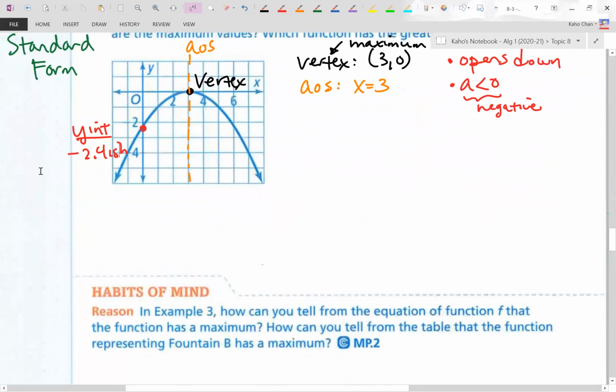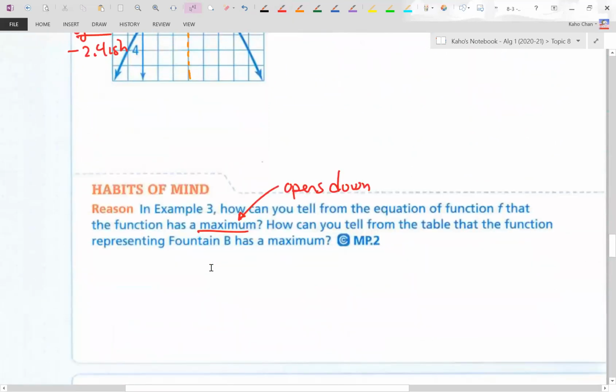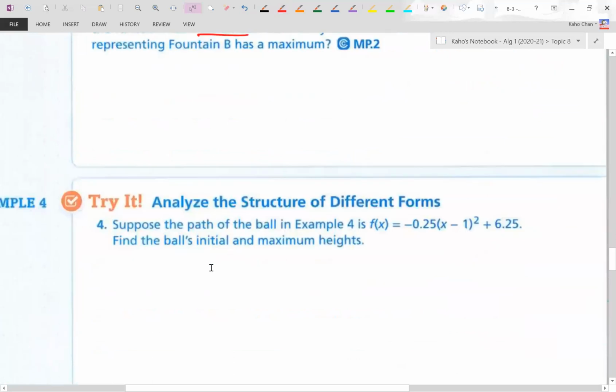There's a habits of mind in example 3. How can you tell from the equation of the function f that the function has a maximum? Well, we just mentioned that earlier because it opens down. How can you tell from the table that the function, okay, forget about the table there. Hey, let's move on to the next problem, number 4.